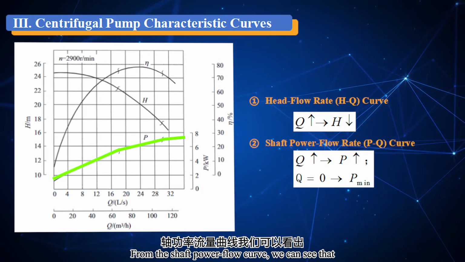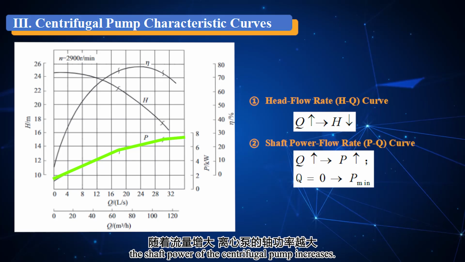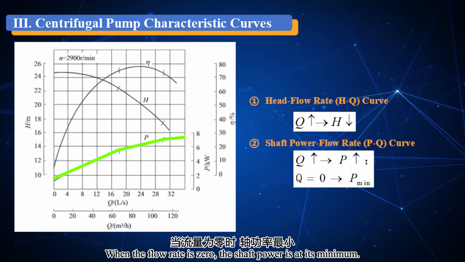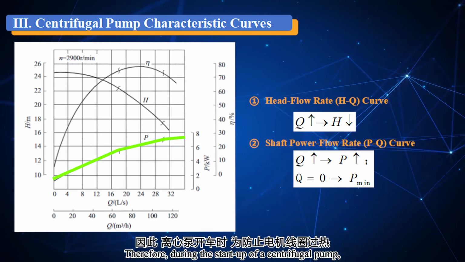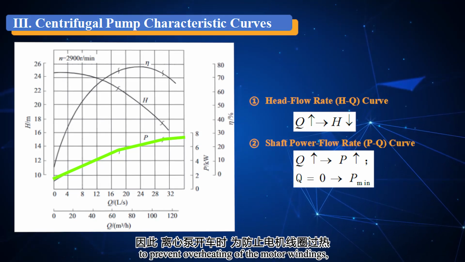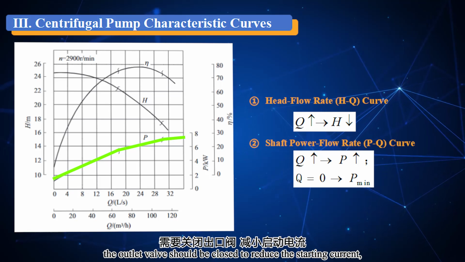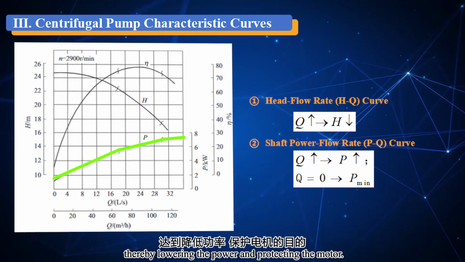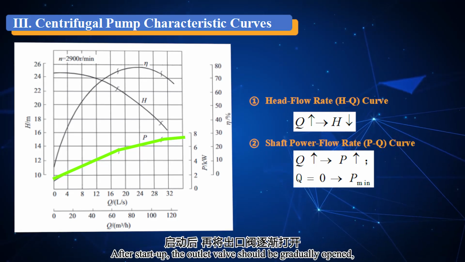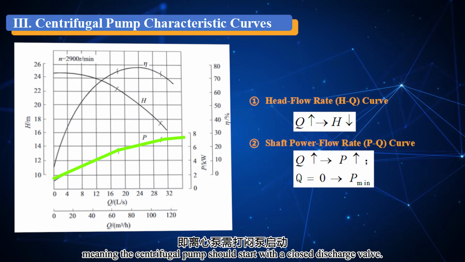From the shaft power flow curve, we can see that as the flow rate increases, the shaft power of the centrifugal pump increases. When the flow rate is zero, the shaft power is at its minimum. Therefore, during the startup of a centrifugal pump, to prevent overheating of the motor windings, the outlet valve should be closed to reduce the starting current, thereby lowering the power and protecting the motor. After start-up, the outlet valve should be gradually opened, meaning the centrifugal pump should start with a closed discharge valve.